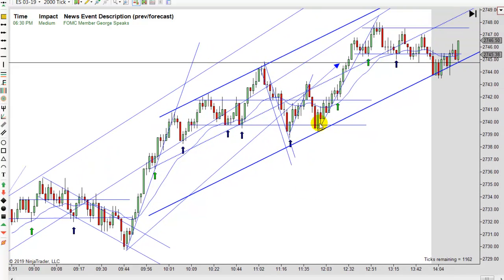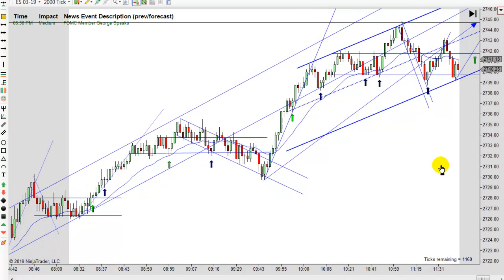Especially off these key entry points, like right here. And the way I got this trend line was I drew it off these highs and I dragged it down here. But when it started going lower, I moved it an equal distance. And it turns out this looks like a midline in the end. So that's how I got that.